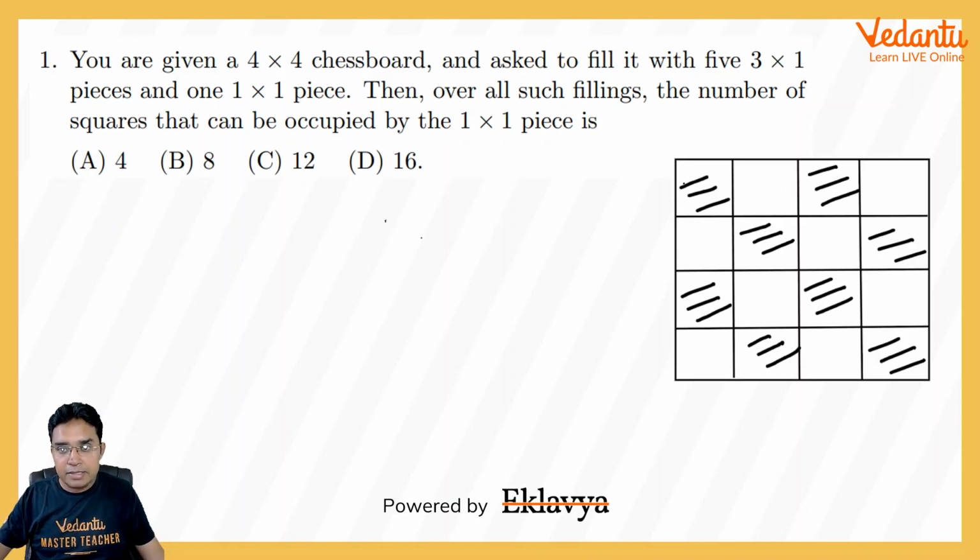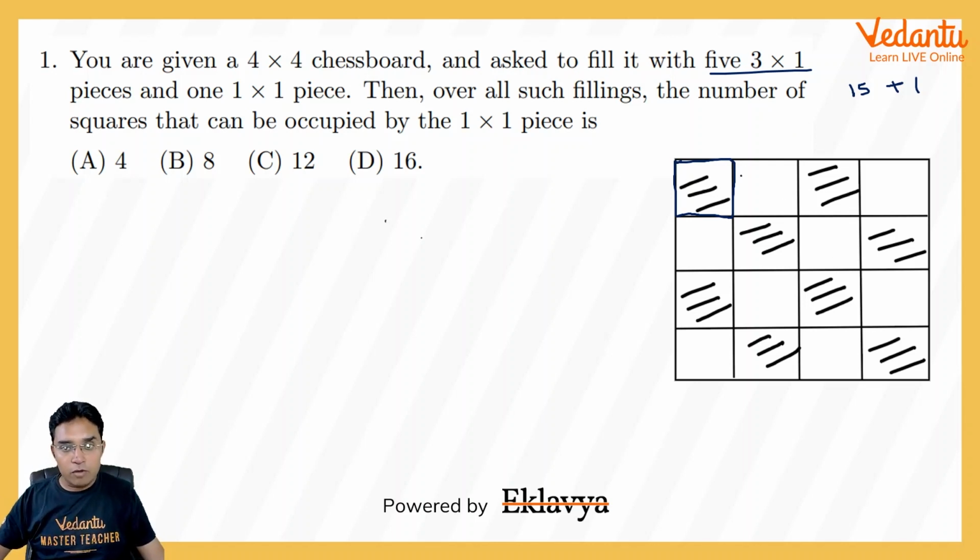Now, we can consider this kind of a square. We are given 5 3x1 pieces, which will be occupying 15 of the 1x1 boxes of this 4x4 chessboard. I am calling this one box. Such 15 boxes will be occupied by these 3x1 pieces, and the remaining one box will be occupied by the 1x1 piece, so that the entire 4x4 chessboard is covered. We don't have to overlap any box and we don't have to leave any box. We have to cover all these 16 boxes.